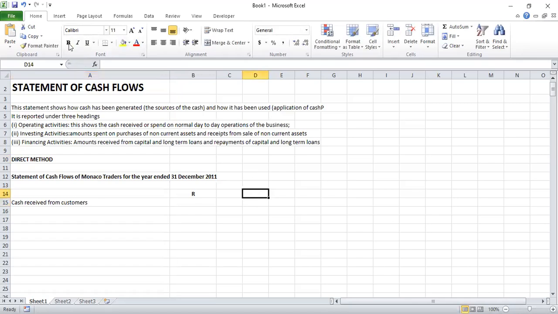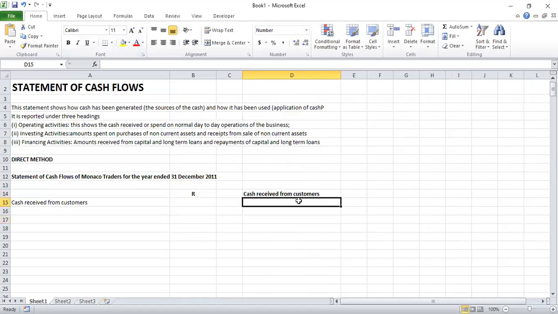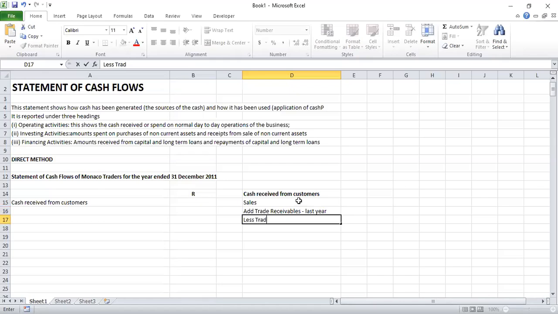Right. Now, to calculate your cash received from customers, you take your sales, eggs, vegetables. Last year, we add the receivables for last year because our assumption is that they will be received this year. Then we subtract trade receivables this year, because any receivables this year means we have not yet received the money, so it will be subtracted.